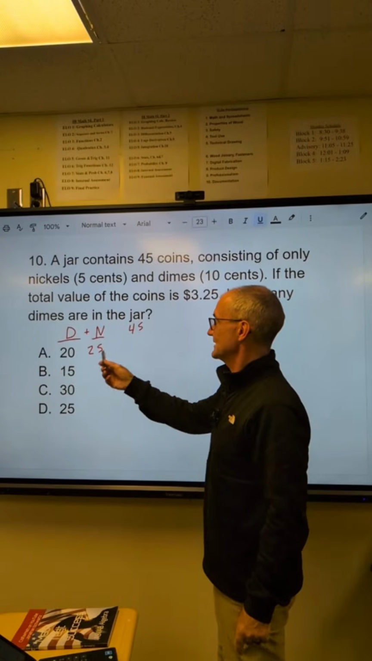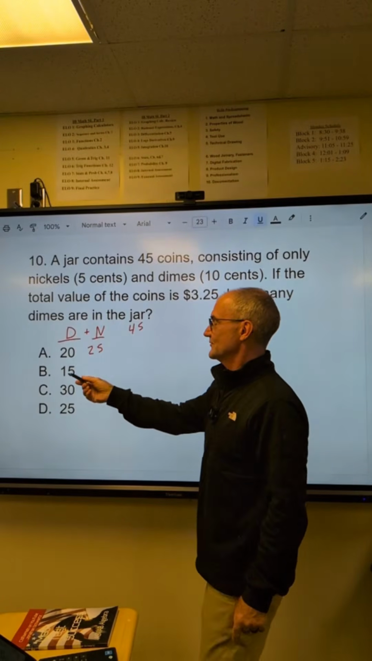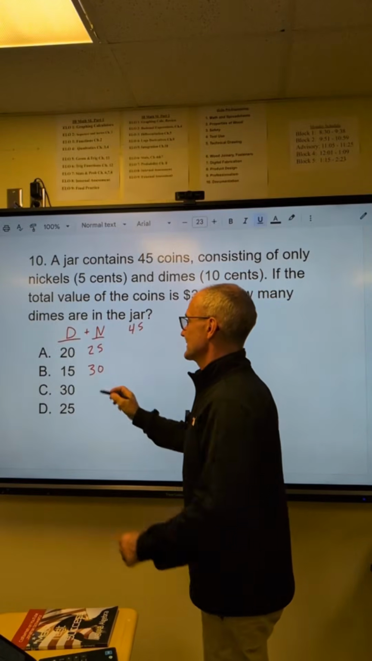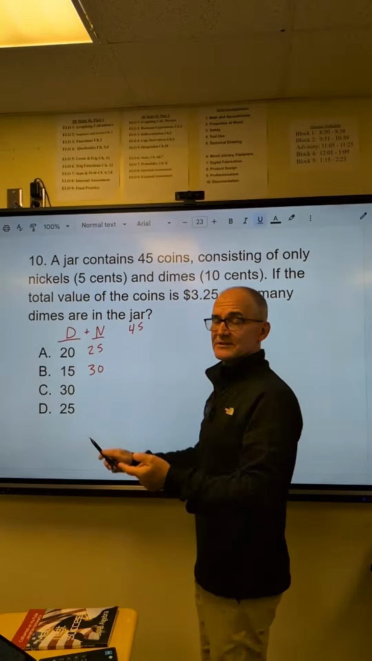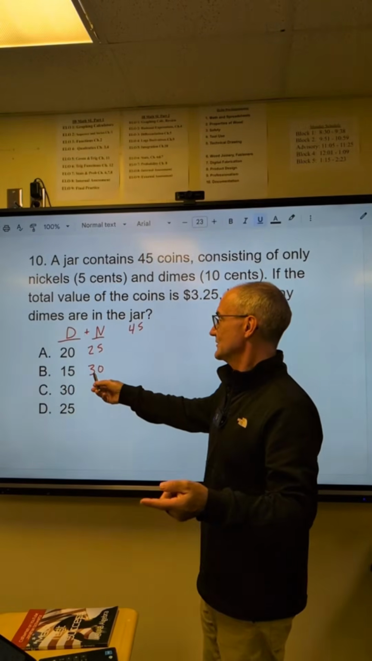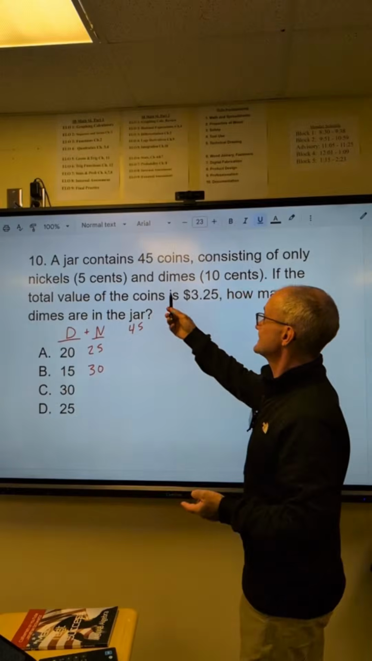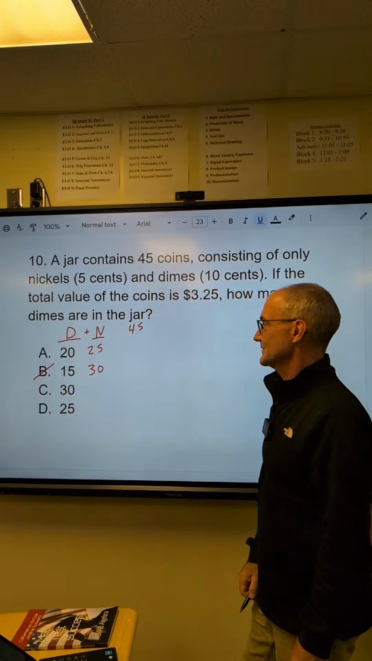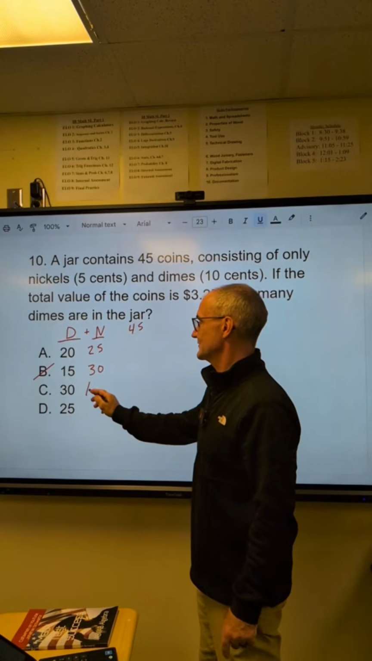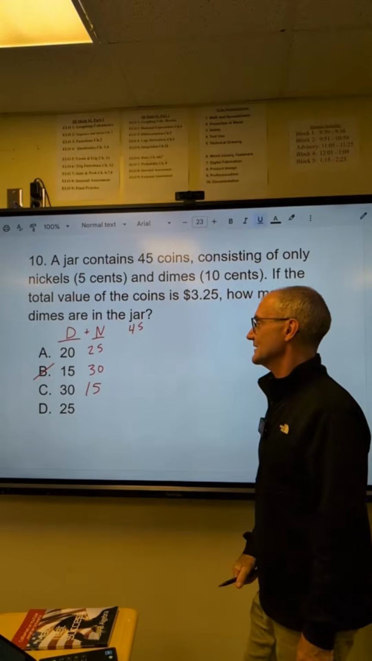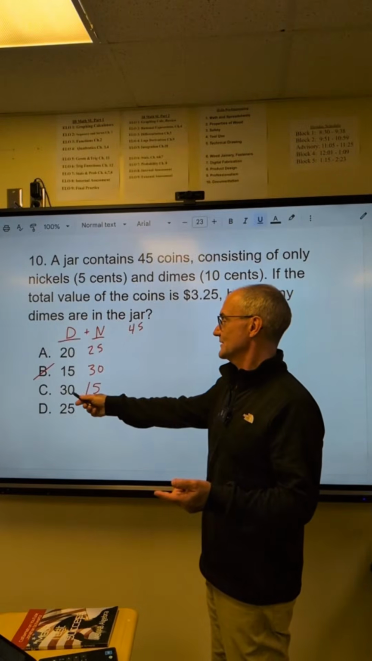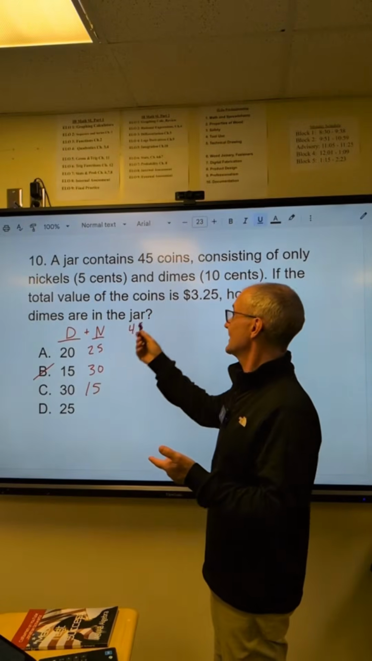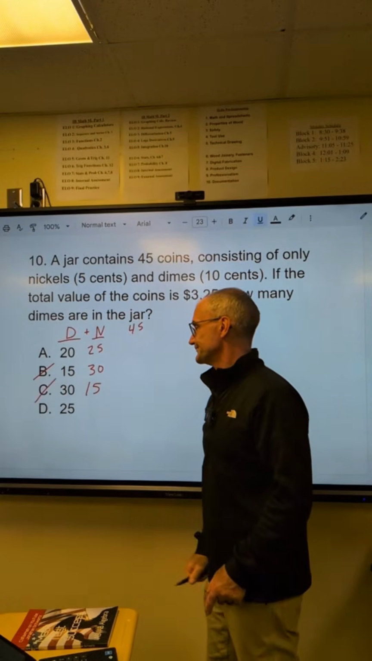I could eliminate these. If this is 15, I have to get to 45. Well, 15 to 45 coins would be 30. This would be 15 times 10, $1.50. 30 times 5, $1.50. That is not equal to 325, so that couldn't be the answer. If this is 30, this would have to be 15 to give me that 45. 30 times 10, 300, and 5 times 15, 375, not 325.